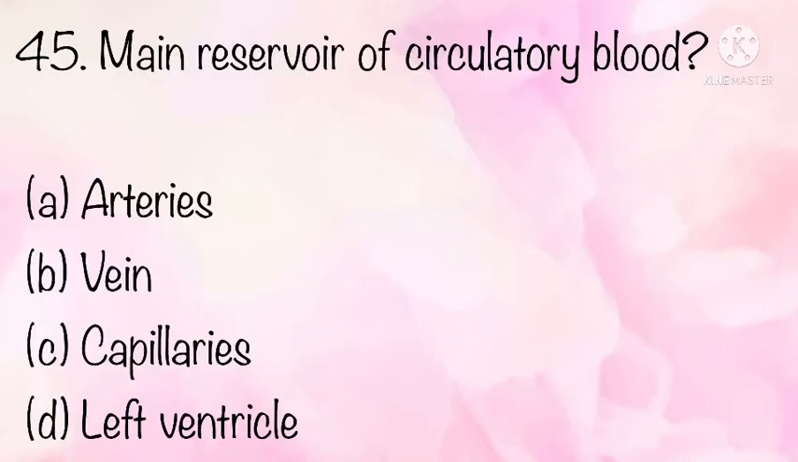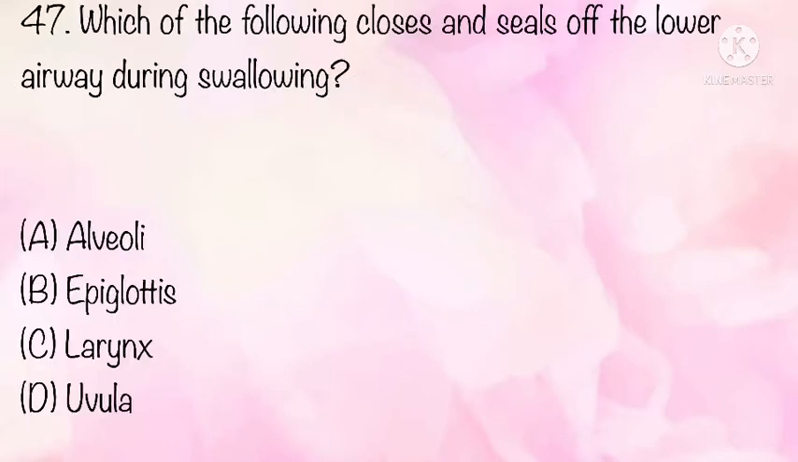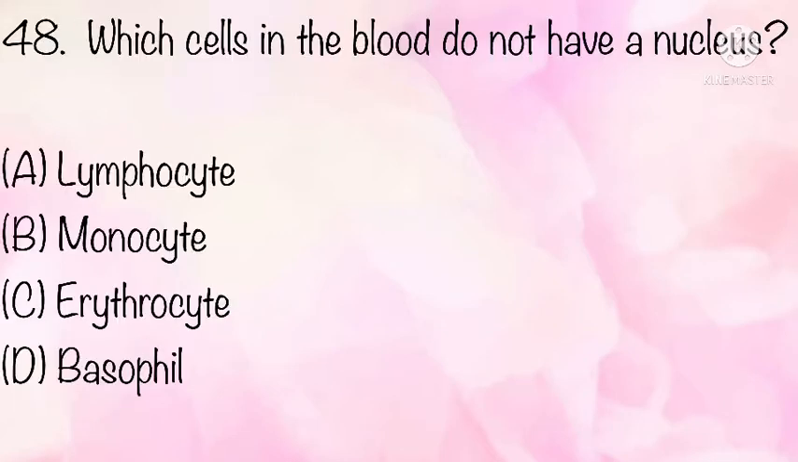Main reservoir of circulating blood: arteries, vein, capillaries, left ventricle. Correct answer is B, vein. Duration of action of sublingual nitroglycerin tablet is 1 to 2 hours, 2 to 3 hours, 10 to 30 minutes, 3 to 5 minutes. The correct answer is D, 3 to 5 minutes. Which of the following closes and seals off the lower airway during swallowing? Alveoli, epiglottis, larynx, uvula. The correct answer is B, epiglottis. Which cells in the blood do not have a nucleus? Lymphocyte, monocyte, erythrocyte, basophil. The correct answer is C, erythrocyte.